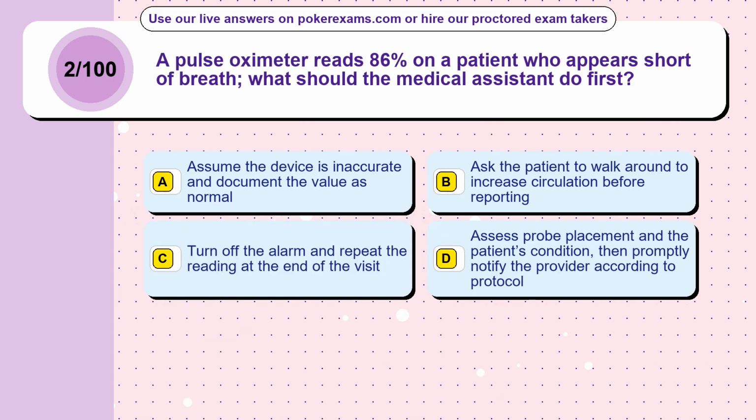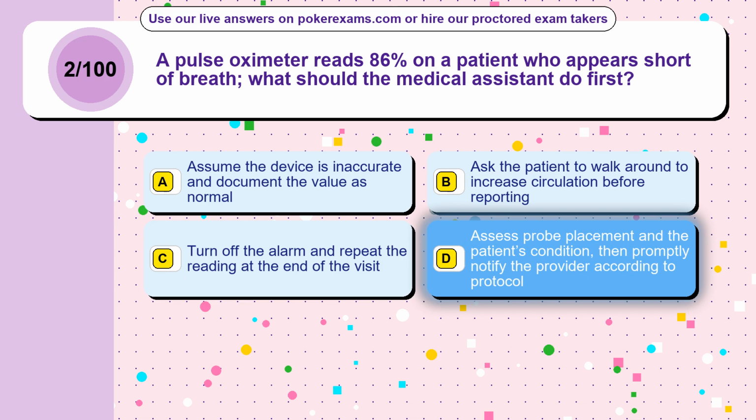Question 2. A pulse oximeter reads 86% on a patient who appears short of breath. What should the medical assistant do first? Option A. Assume the device is inaccurate and document the value as normal. Option B. Ask the patient to walk around to increase circulation before reporting. Option C. Turn off the alarm and repeat the reading at the end of the visit. Option D. Assess probe placement and the patient's condition, then promptly notify the provider according to protocol.